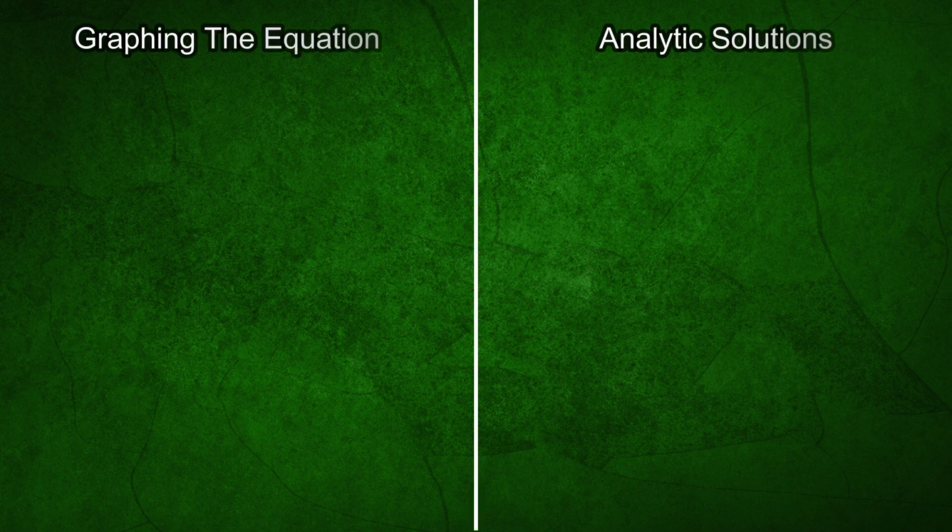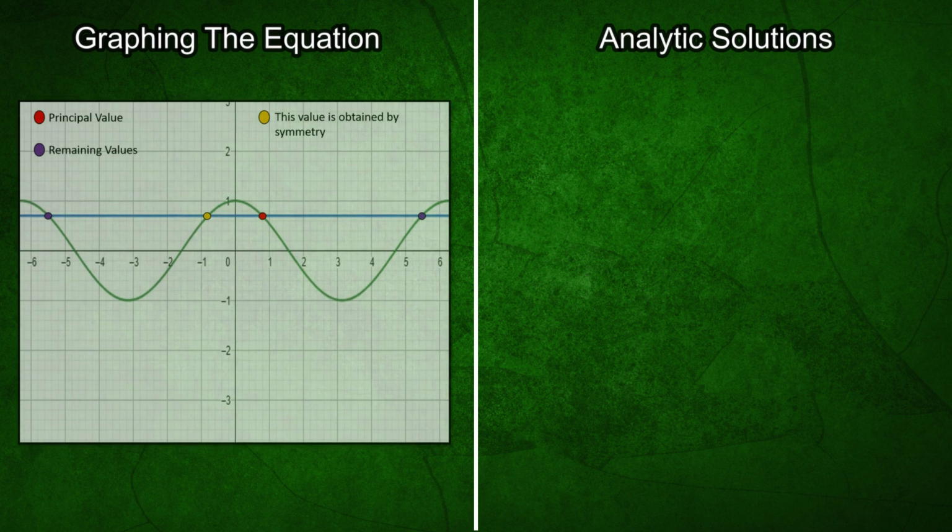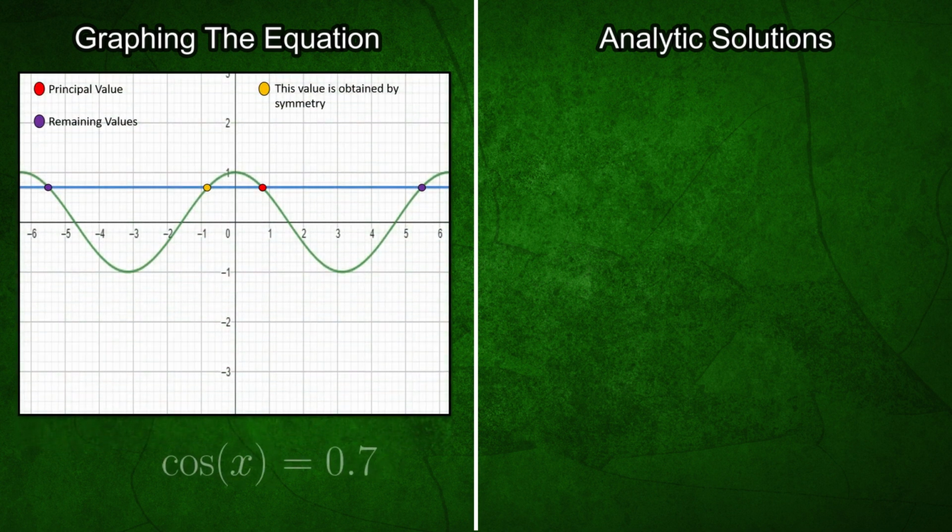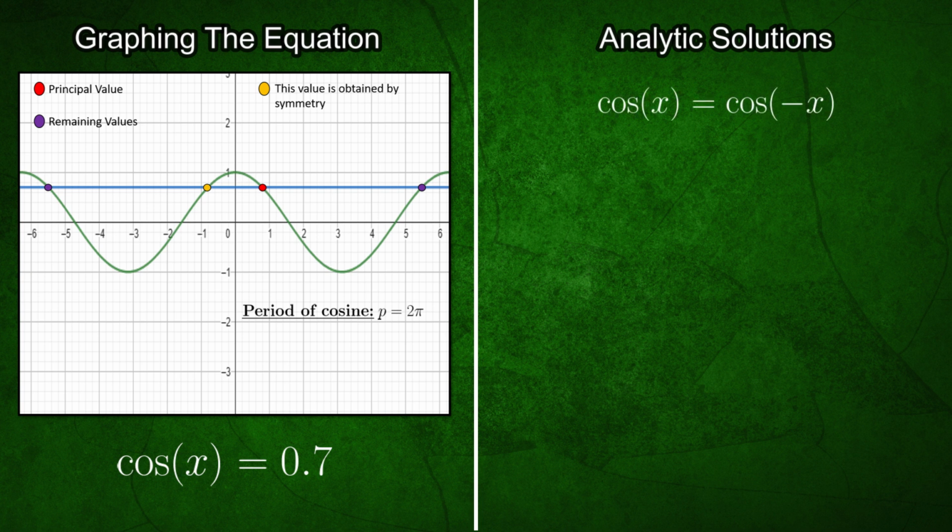In the next section, we will solve general trigonometric equations. But before getting there, we need to know the periodicity and symmetry of the remaining trigonometric functions, meaning cosine and tangent. Let us understand the periodicity and symmetry of the function cosine of x. Cosine of x is a function whose period is also 2 pi. But this function is an even function, meaning that cosine of x is equal to cosine of minus x.